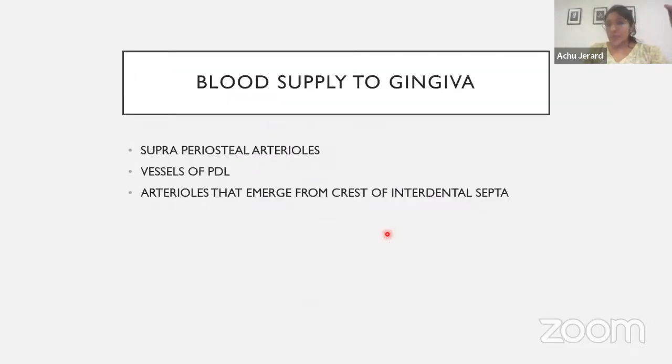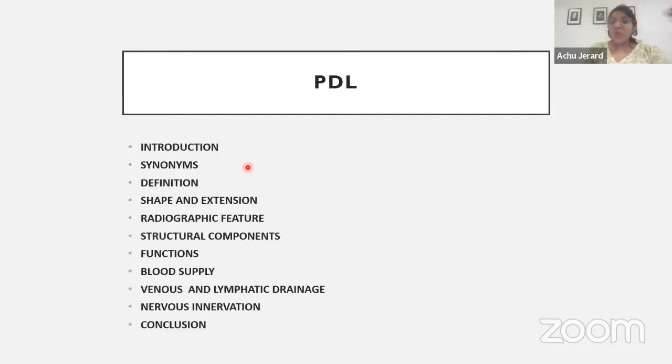And also you have to know about the blood supply because that question has also come. You can think about it when the options come: there are supraperiosteal vessels, vessels from the PDL, and also vessels that emerge from the alveolar bone interdental septa. That supplies the gingiva. And now we'll move on. So with that, we have covered the gingiva.